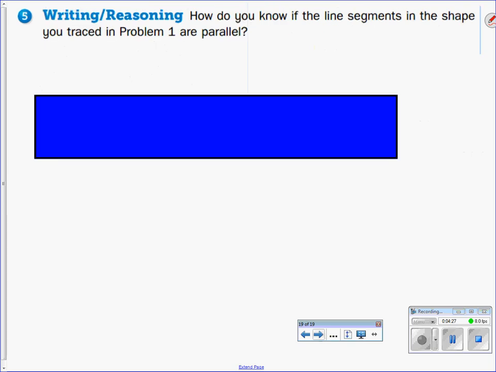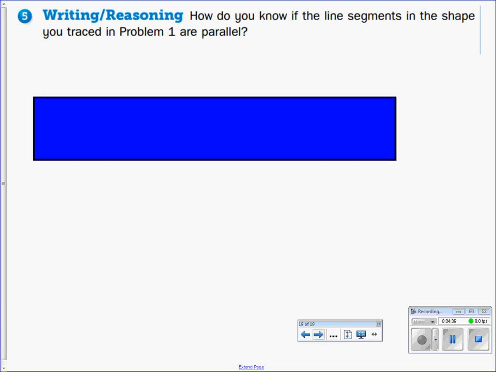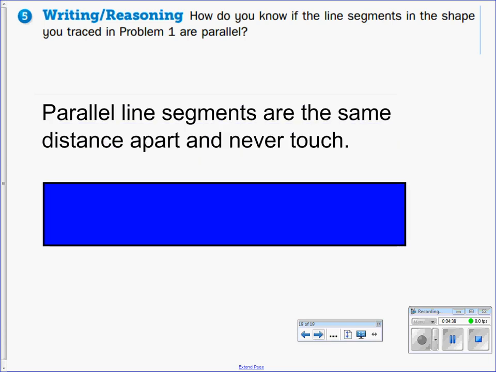All right, and number 5. How do you know if the line segment and the shape you traced in problem 1 are parallel? Okay, we know they're parallel if a parallel segment or line segments are the same distance apart and they never touch. You got to make sure that they never cross. Okay, so they cannot go like this. This would be crossing. They have to be opposite sides of each other.